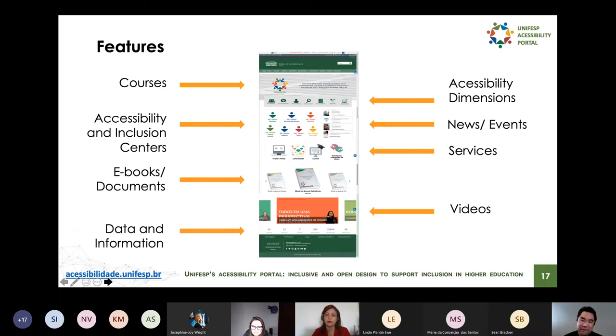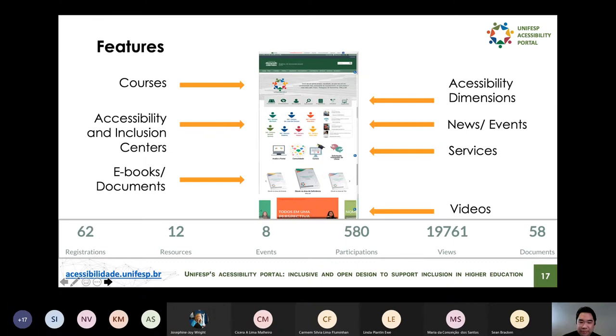Ahead. This is the print screen of the first page of the portal, and some of the main features and functionalities of the accessibility portal are the provision of training courses, easy access to information and actions of the accessibility and inclusion centers of UNIFESP, organization of e-books, documents, data, and accessibility information. Highlight on accessibility dimensions, as Professor Cicera mentioned, easy access to events and news about accessibility, support with services such as sign language interpretation and audio description, as we are trying to do here in this meeting, and access to the portal's video channel also.